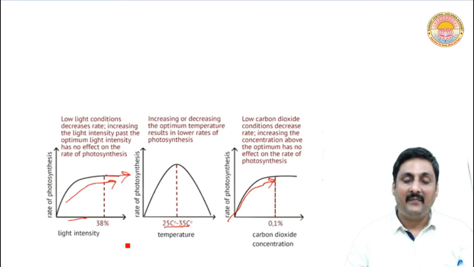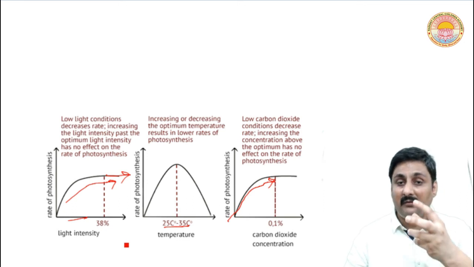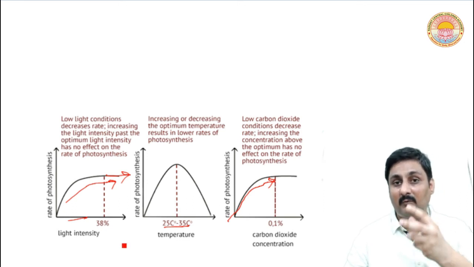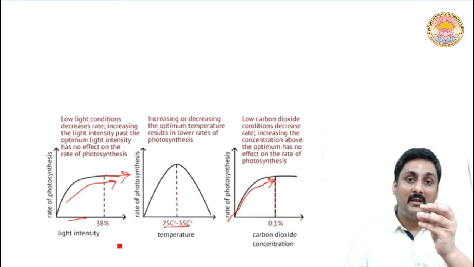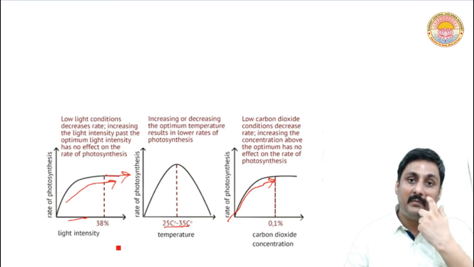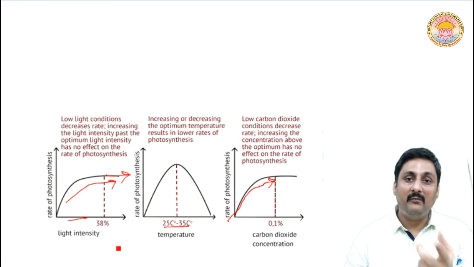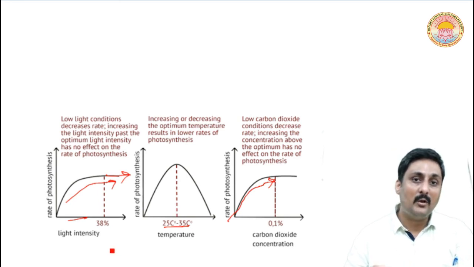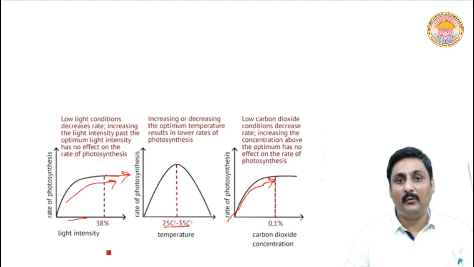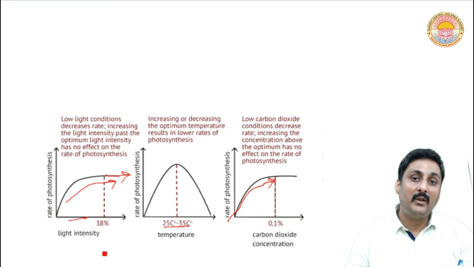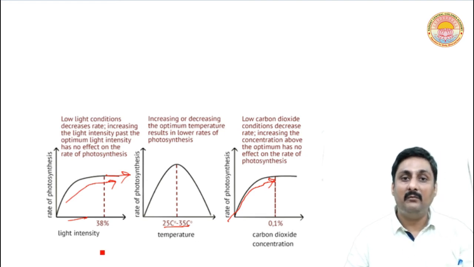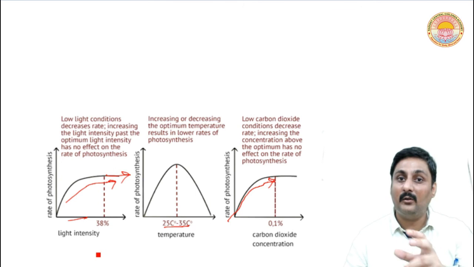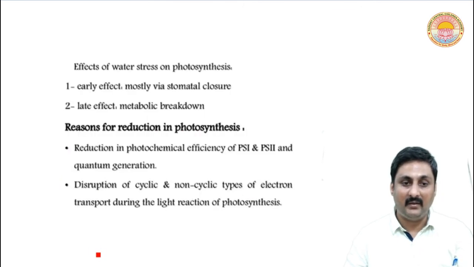Now, if the water concentration is very less, the stomata will get closed. If the stomata get closed, naturally the diffusion of gases, that is exchange of gases, will also be affected. And if exchange of gases is affected, CO2 will not be able to move inside the cells. That will also affect the rate of photosynthesis. So availability of water indirectly affects the rate of photosynthesis as such. So that is also one of the most important parameters.